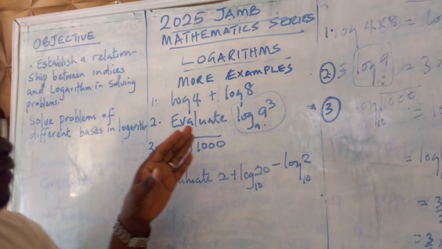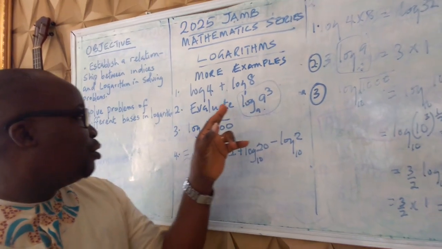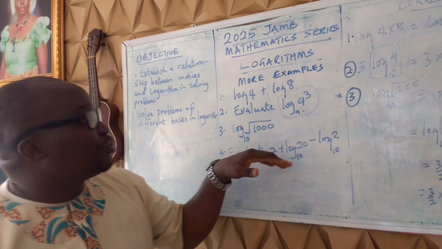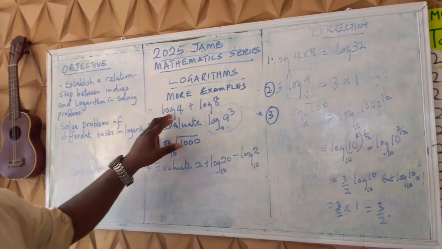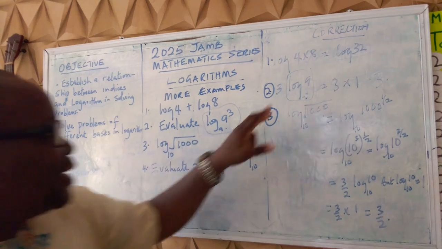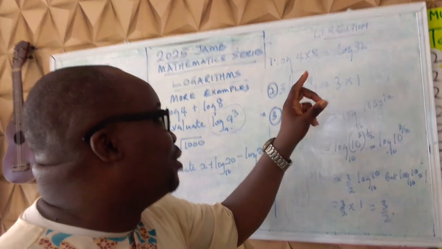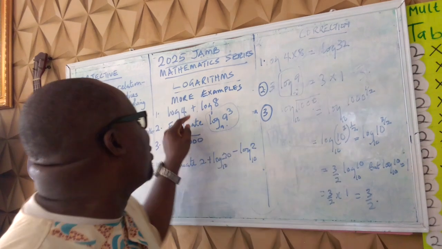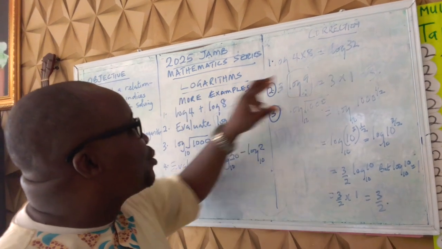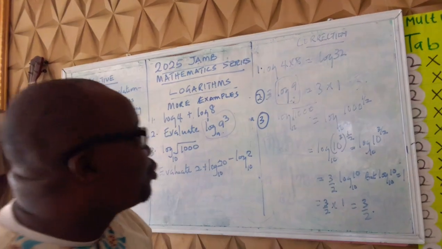Now, to further evaluate more examples, let's look at the following examples, which I am going to explain here. The first one, the log of 4 plus the log of 8, is simply from the first logarithm law. All we need to do is to say log 4 times 8. Why? Because there is a product factor here. So that gives us log 32.